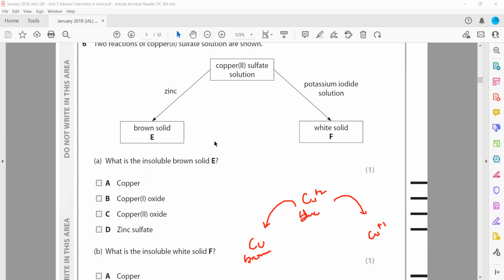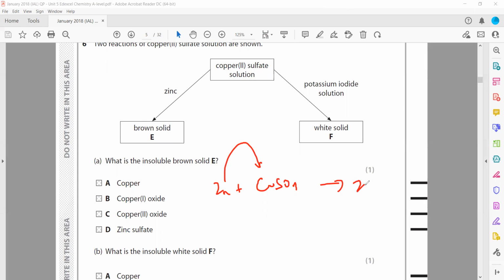So a compound which contains copper 1 should be a white solid, and a compound which contains copper as a metal should be brown. So they're asking, what is the insoluble brown solid? That is actually copper, because zinc is more reactive. If we have a copper sulfate solution and we add zinc metal, zinc will displace the copper. As a result, it produces zinc sulfate and copper metal. So that's why A is the right answer.